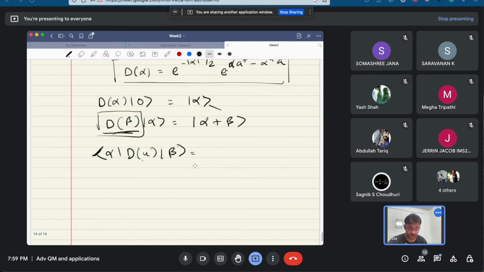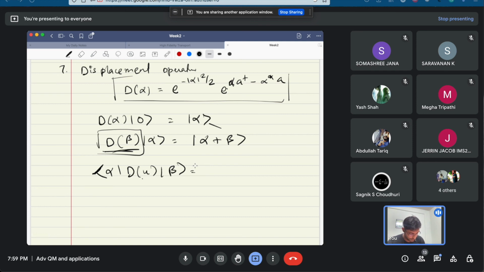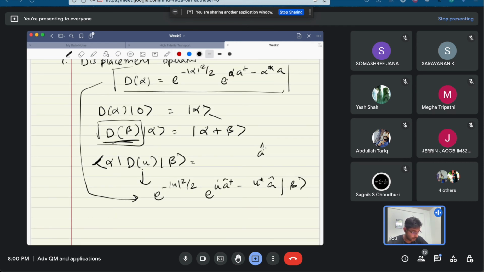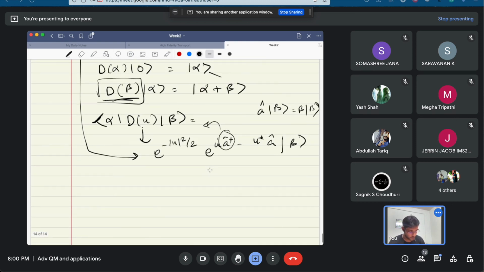So what you have to essentially do here is put D(u) as defined here. There's no alpha here anymore, we have u. Put e to the power u a dagger minus u star a, and you put it on the beta. So you're already familiar that when you apply a on beta, you will get beta. And similarly for this part you have to apply on the bra. Based on this, you will get something like alpha star minus beta, I guess.